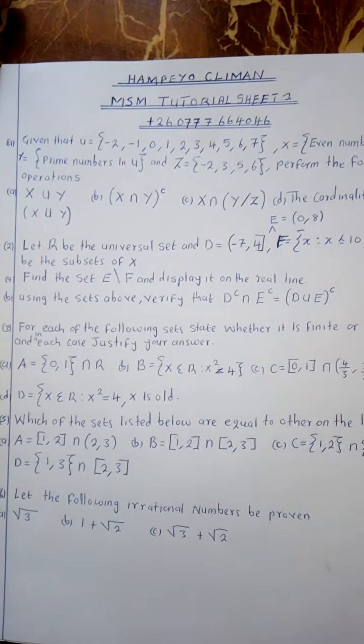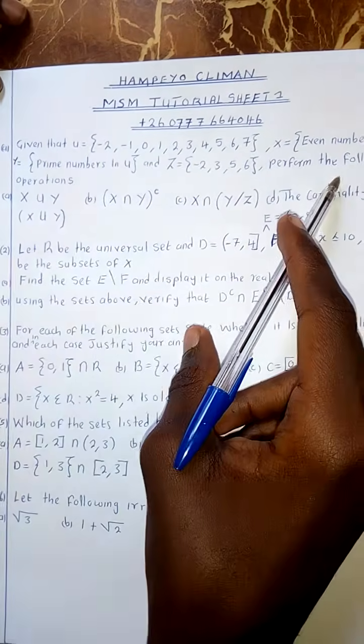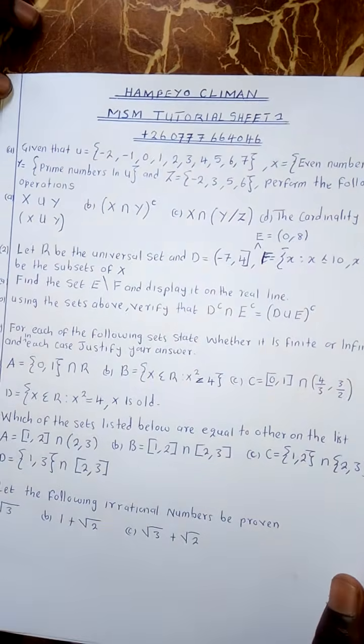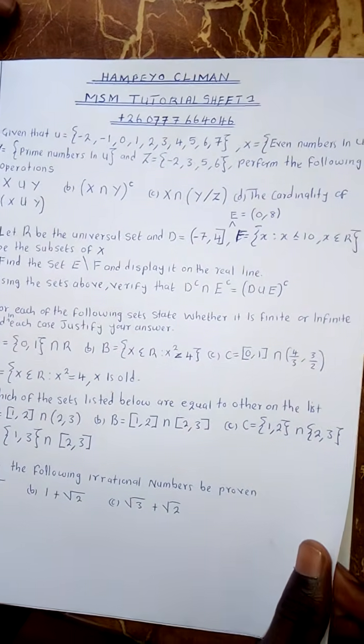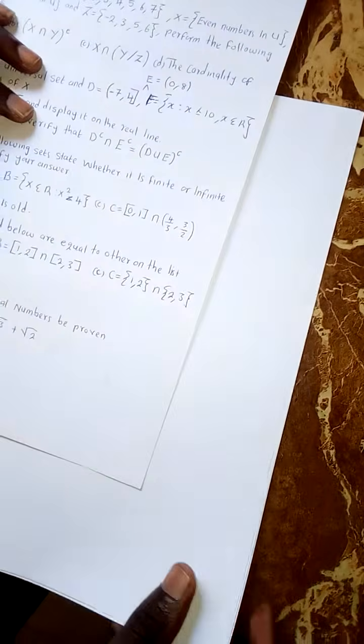So we have a question which is saying, given that U is equal to this particular set, I'm sure you've seen the sets that are there. Now they want us to operate the following given sets, X union Y. Okay, let me do this. So we'll start with the first question.